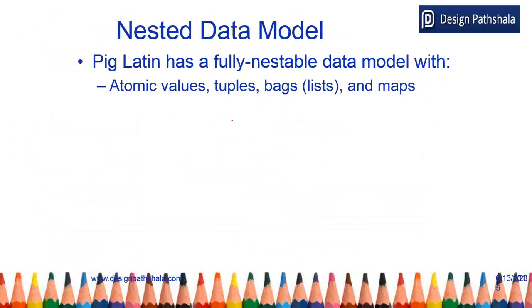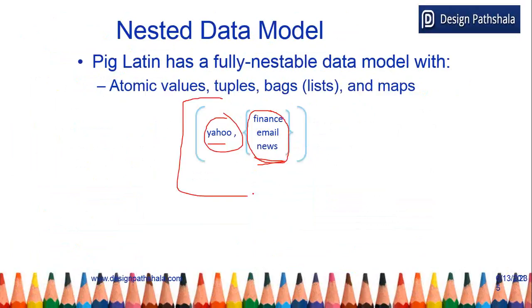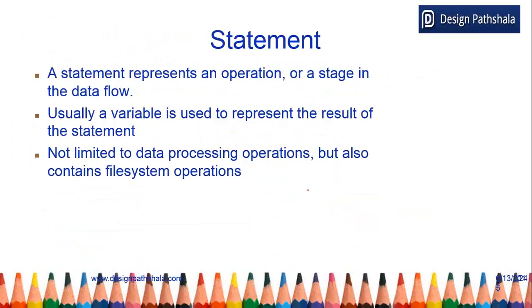Okay, so nested data model. This is a nested data model, which is a collection of things. You can see this is your one bag, and this is a different thing which you are creating over here. So basically, you can create nested things of tuples, bags, lists, and those kinds of things. I'll show you some examples.